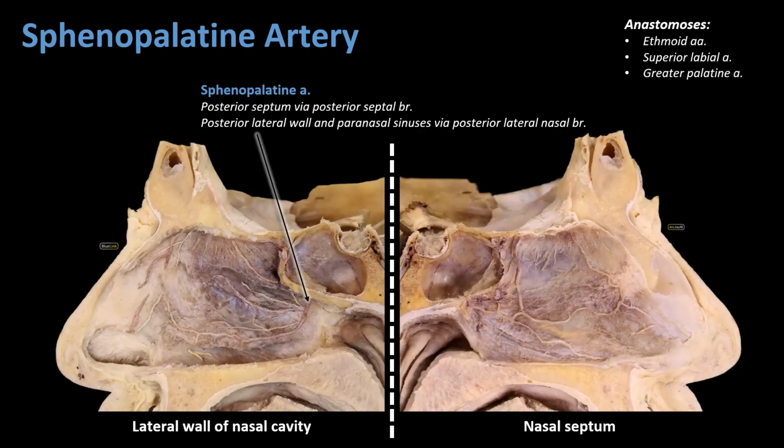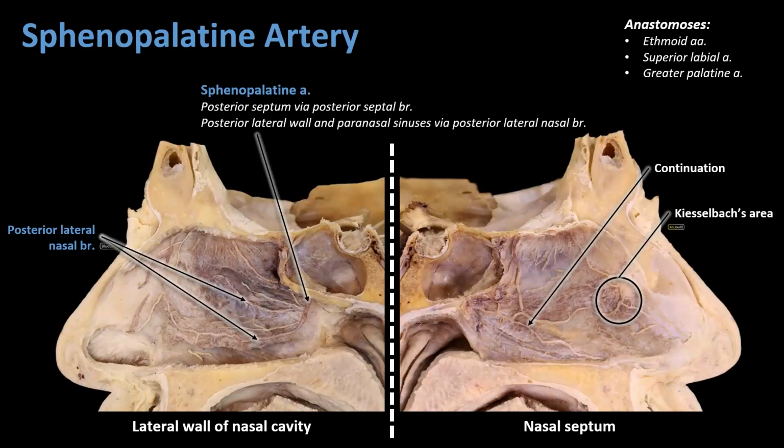We have also already seen the terminal branches of the sphenopalatine artery in the nasal cavity. So it enters into the nasal cavity through the sphenopalatine foramen, and it gives off posterior lateral nasal branches to that lateral wall. And then the bulk of the sphenopalatine artery continues on as the posterior septal branch that will eventually dive through the incisive foramen to supply the anterior palate.